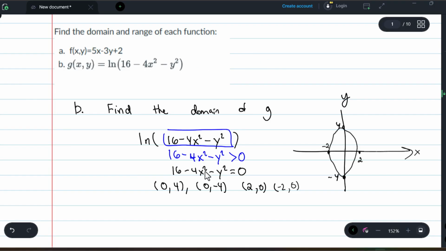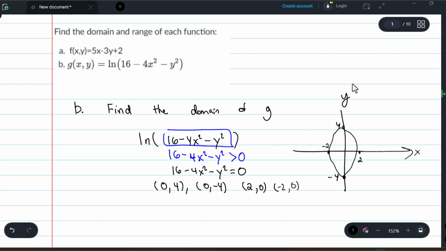Then I want to remember that I'm not allowed to plug a 0 into my natural log. So the first thing I want to notice is that if I plug in, say, this point 0 and negative 4 into this expression over here, I will get a 0, which I'm not allowed to. So specifically, if I plug in 0 and negative 4 into the equation above, I will have this blue box reduced down to 0, and I will take the natural log of 0.